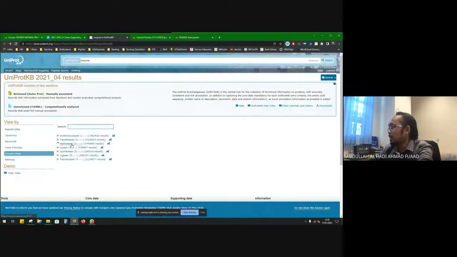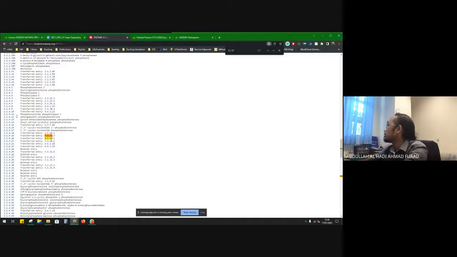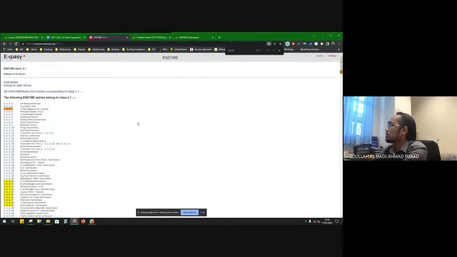So it must be under here. And then under 1, ester bonds. See, now you can see 3.1.1.3. Okay, 3.1.1.3 is triacylglycerol lipase. If you open it, you can know that the process is hydrolysis.